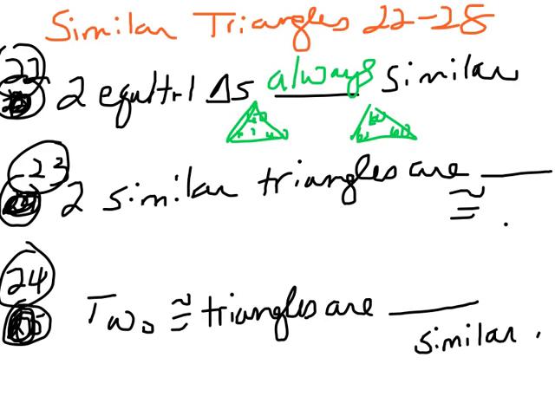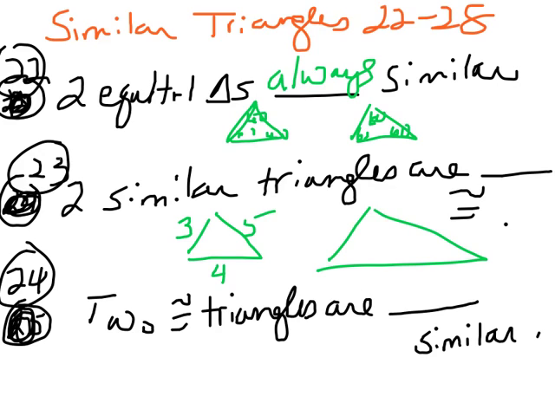Now on 23, if I have two similar triangles, let's say this is 3, 4, 5. That would be similar to something that was multiplied by a scale factor of 2, for instance, 6, 8, 10. Those are not congruent. They're similar, but they're not congruent. So you could say they are sometimes congruent, if you have the same triangle twice, but not always. Most of the time, two similar triangles are not going to be congruent just because they're blown up by some scale factor by definition.